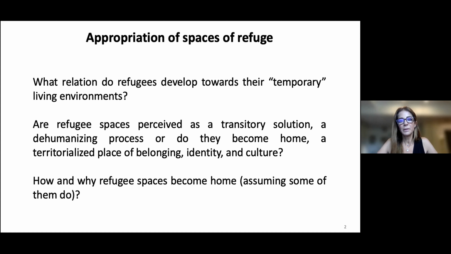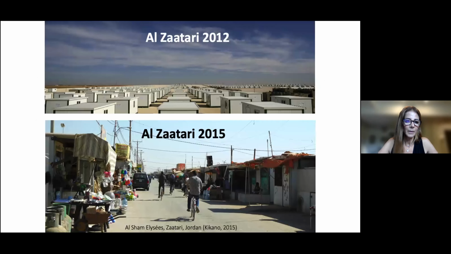I will try to answer these questions based on a number of case studies of Syrian refugee spaces in Lebanon and Jordan. I will start with the case of Al-Zatari organized camp in Jordan. The picture on the top shows the Zatari at its creation in 2012. I had the chance to visit Al-Zatari in 2015, and the picture below shows what the Zatari has become.